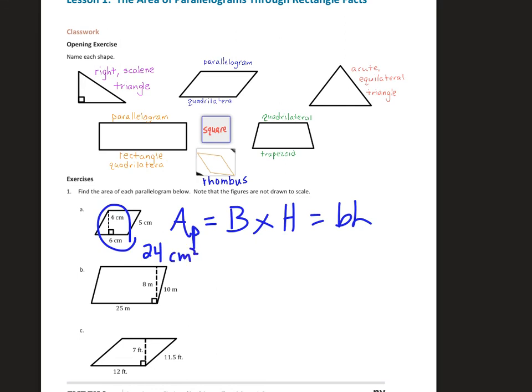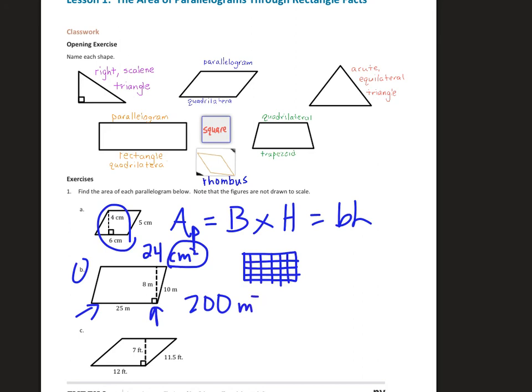squared because we're actually making a 4 by 6 grid like this. And there will be 24 squares in there, and they will all be 1 centimeter by 1 centimeter. So we call those units centimeters squared. So B, what would that be? The base is 25, right? The base is the side that is 90 degrees to the height. So it's 25 times 8, which is going to be 200, and that's meters squared.